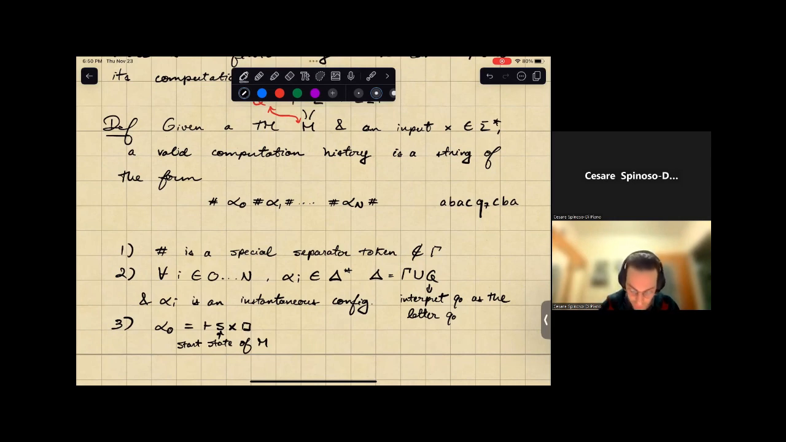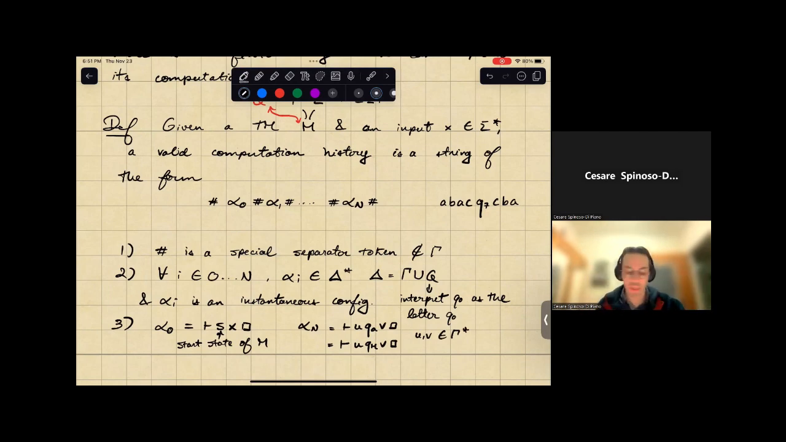The restriction on alpha n is that it's either an accepting or rejecting instantaneous configuration. So either it looks like the dash, some string, the accept state, some other string, and then a blank, or it looks like the dash, some string, the reject state, some other string, and a blank. And so U and V would be in gamma star. Okay, so that's the third condition.